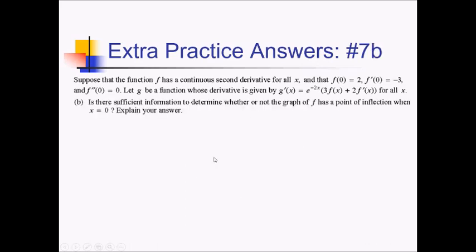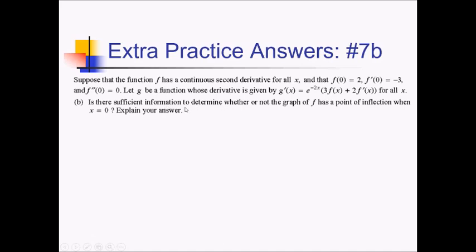For this next part, they're asking, is there sufficient information to determine whether or not the graph of f has a point of inflection when x equals 0. Explain your answer. So already this is kind of suspicious, because if there is a point of inflection, they generally just say, hey, go find it. Here they're asking if we can even find it.